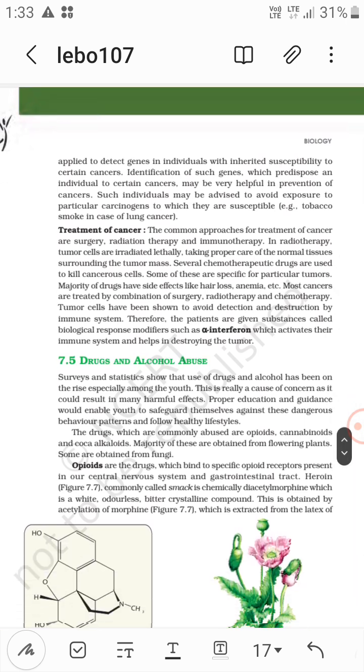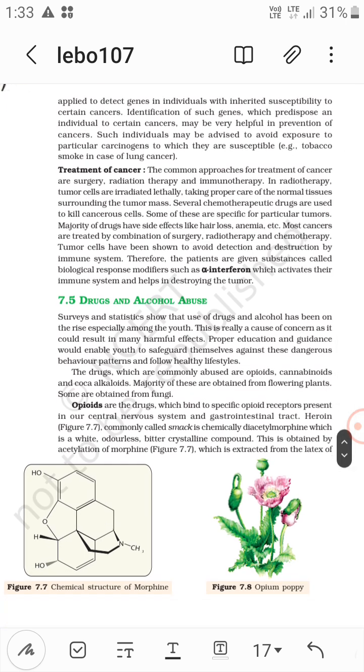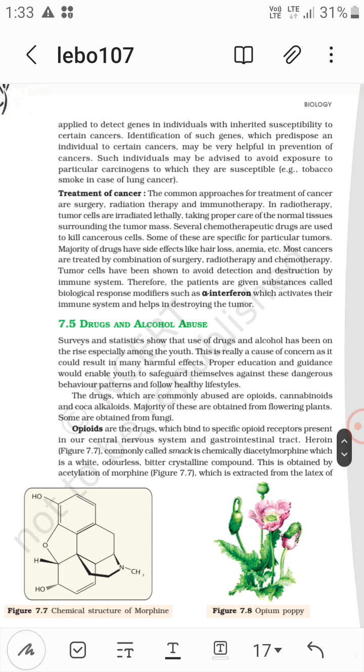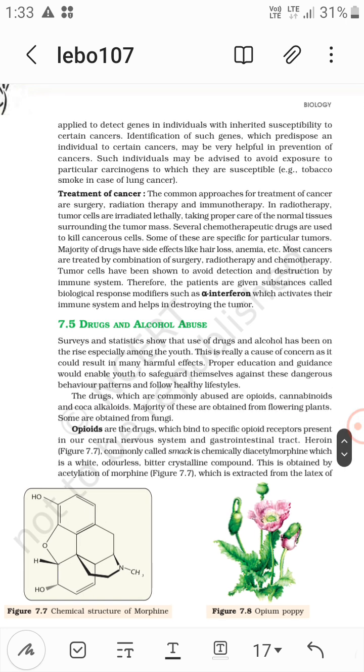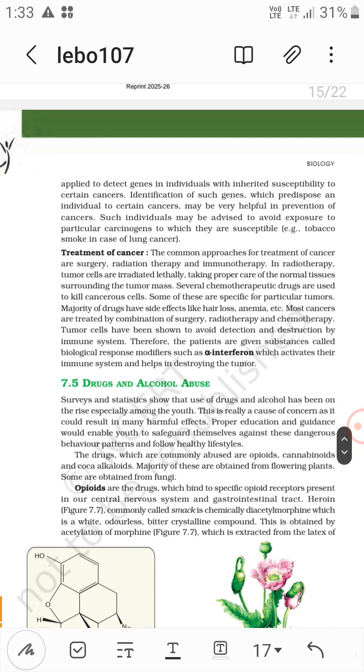Okay, now the treatment of cancer. The common approaches for treatment of cancer are surgery, radiation therapy or immune therapy. In radiation therapy, tumor cells are irradiated lethally, taking proper care of the normal tissue surrounding the tumor mass.